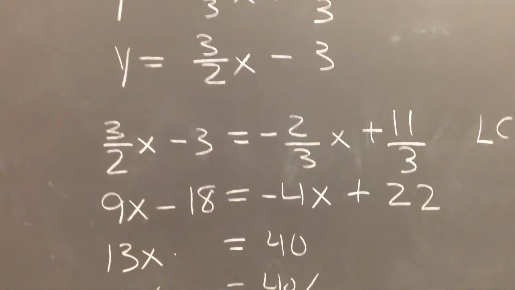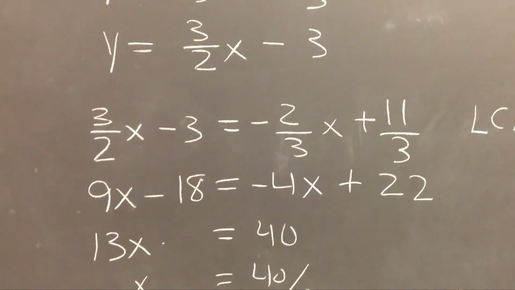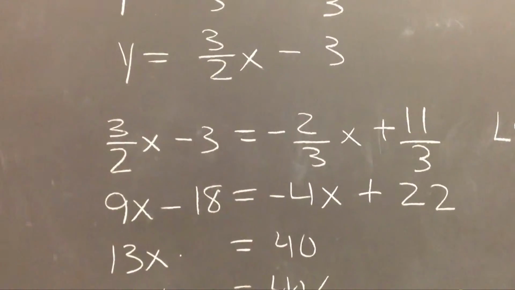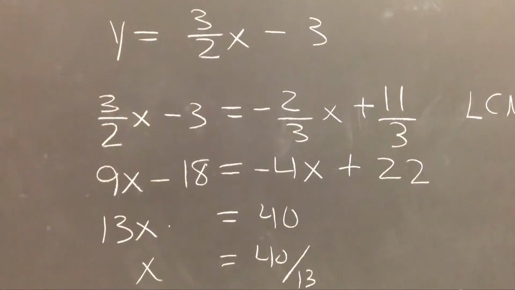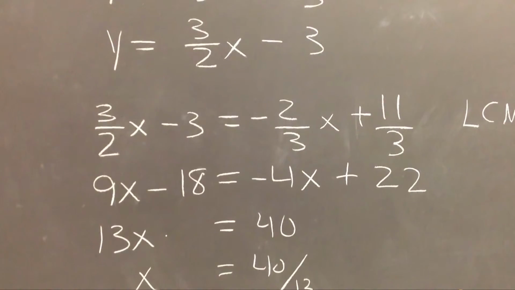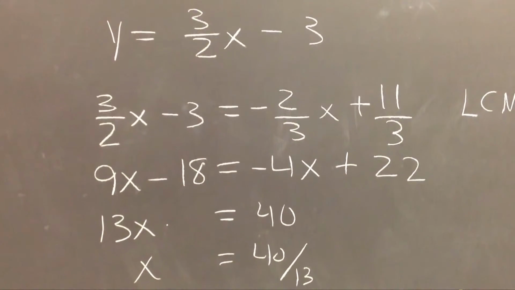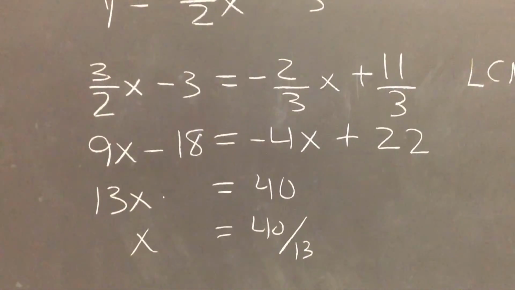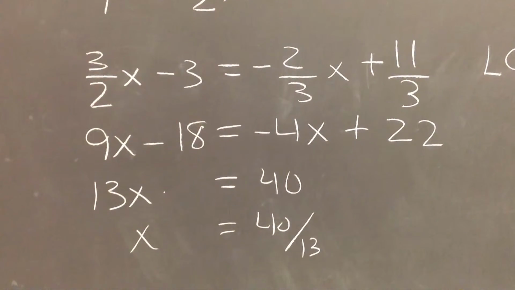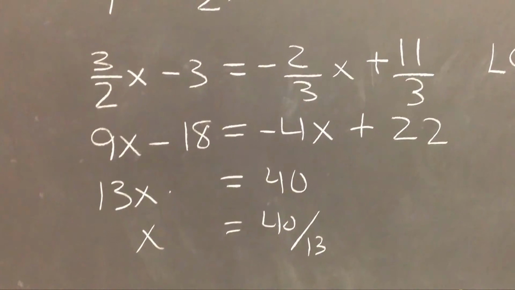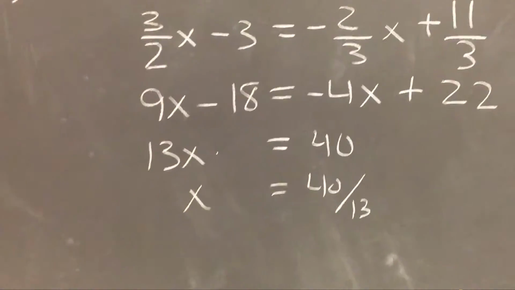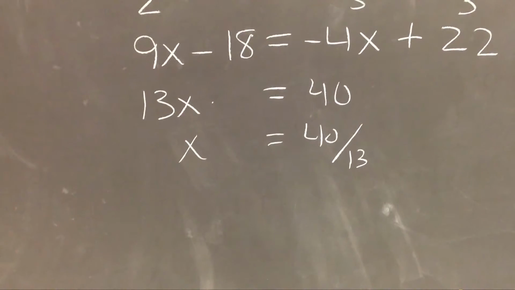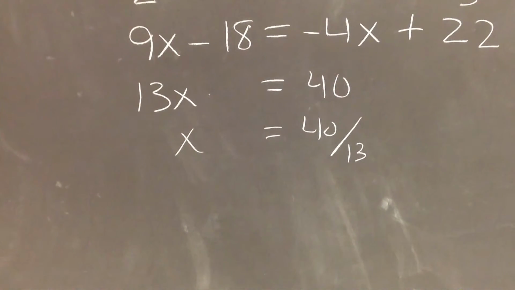So what I ended up doing was I multiplied through the entire equation by 6 using the multiplication property of equality. 3/2 times 6 is 9. Negative 3 times 6 is negative 18. Negative 2/3 times 6 is negative 4, and 11/3 times 6 is 22. Now the fractions are gone. Add 4x to the other side, get 13x. Add 18 to the other side, get 40. Divide by 13. I now know the x value where they meet. X is 40 over 13.